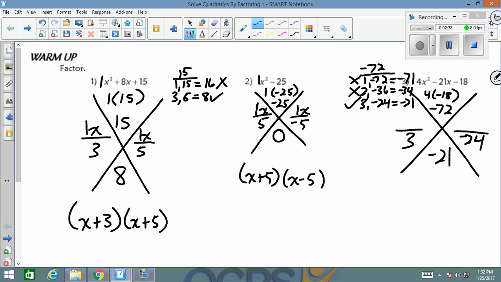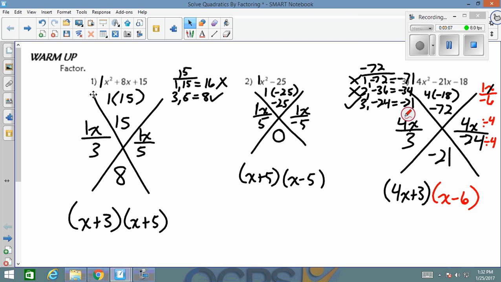Remember, above it is the first number, which is 4, and the letter: 4x, 4x. This one on the left-hand side, 4x over 3, doesn't reduce, so we're just going to write it as 4x plus 3. This one on the right, though, does reduce. We can divide them both by 4. That gives me 1x over negative 6. So that becomes x minus 6. We're done.